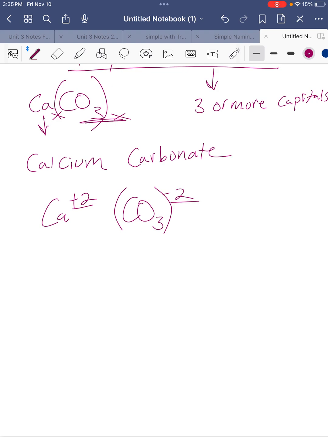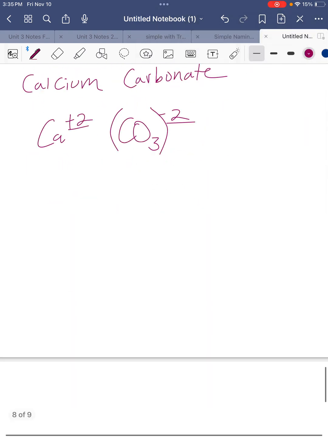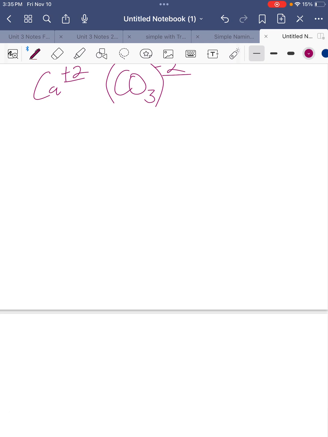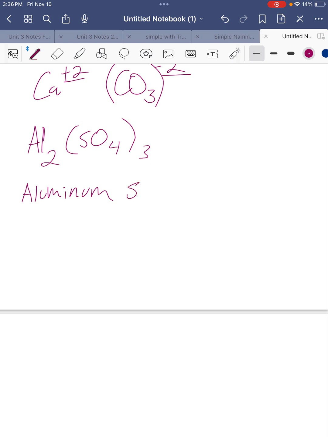Let's say we have, we're going to do aluminum and this guy. Okay, so again, in terms of naming, we identify that it has a polyatomic ion because it's got 3 capital letters. Also, anytime you see parentheses like this, we know it's going to have polyatomic ions at this level of chemistry. With that, Al is aluminum. He's not a transition metal, so we just name him. And SO4 is a polyatomic ion, and his name is sulfate. So we're just going to name this guy aluminum sulfate.